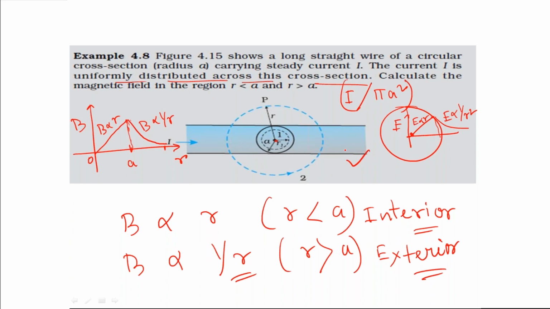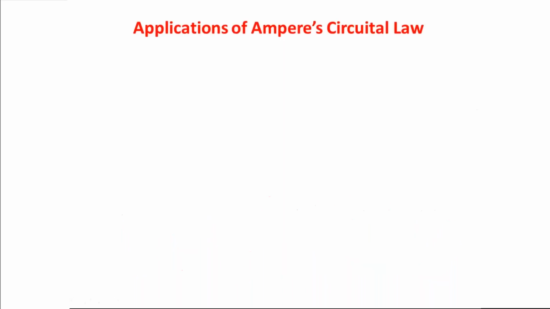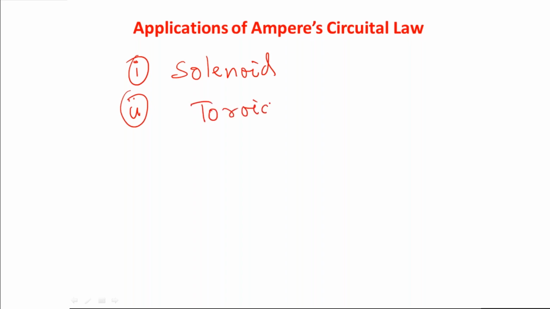So now what we'll do, we'll just see the application of Ampere's circuital law in our practical life. There are various applications in our practical life. Among them, two are the most important equipments, very much used in our modern technology. One is the solenoid, and the other one is the toroid. So today we will try to discuss this.